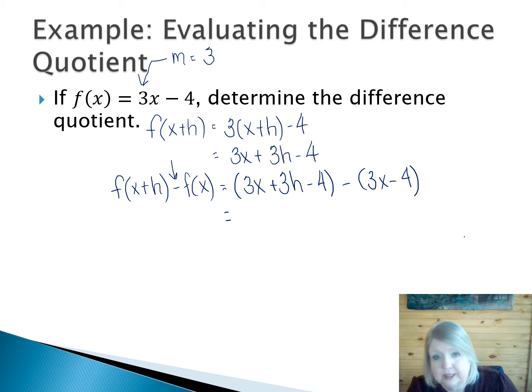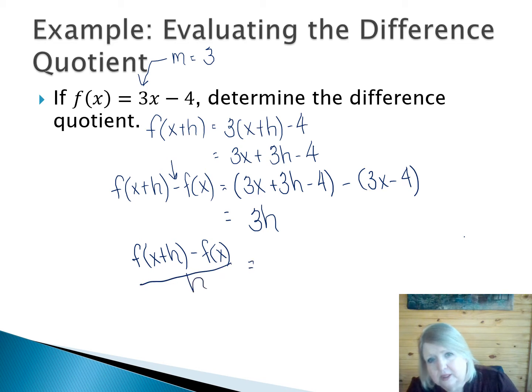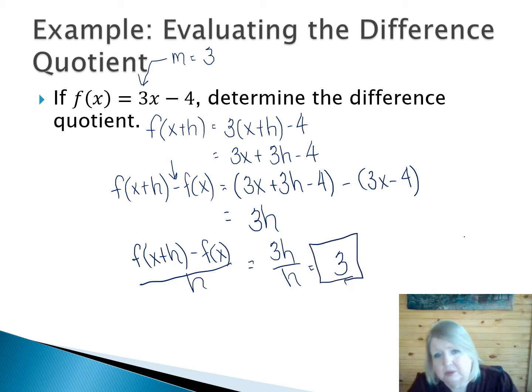3x minus 3x is 0. 3h minus no like terms is 3h. And then negative 4 minus negative 4 is a 0. So my numerator becomes 3h, f of x plus h minus f of x over h. So f of x plus h minus f of x was 3h over h, which leaves me with 3, which is exactly what I was expecting to find.